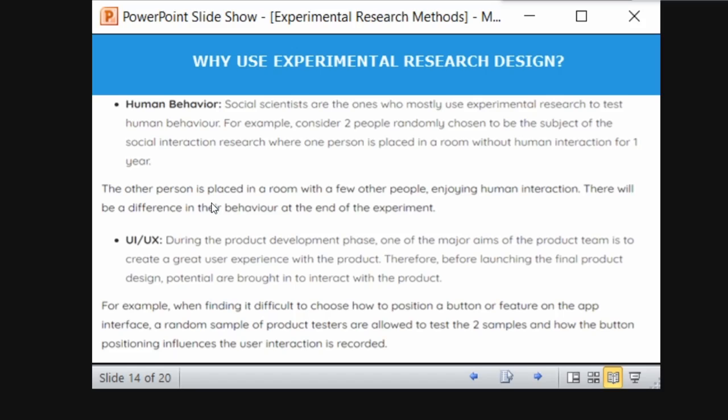Now UI/UX is user interface and user experience design. These experimental research methods are used in these kinds of scenarios also. During a product development phase, one aim of the product team is to create a great user experience with the product. Therefore, before launching the final product, potential users are brought in to interact with the product. For example, when finding it difficult to choose how to position a button on a feature of an app interface, a random sample of product testers are allowed to test two samples, and how the button positioning influences user interaction is recorded. You see in WhatsApp, Telegram and whatever it may be, there will be a beta version.